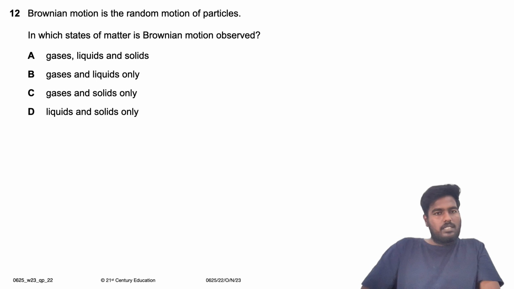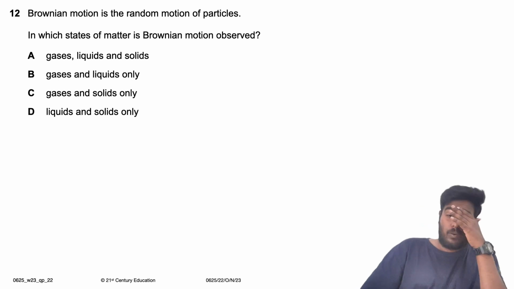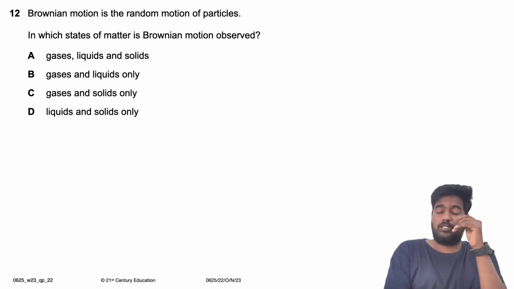Brownian motion is a random motion of particles. In which states of matter is Brownian motion observed? So let's think what Brownian motion is first.